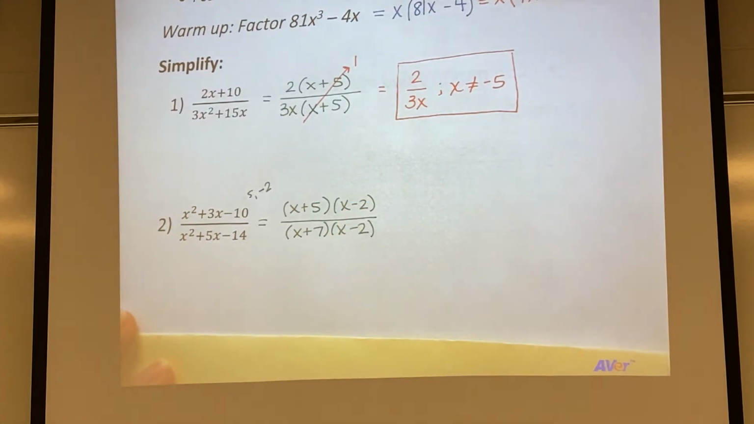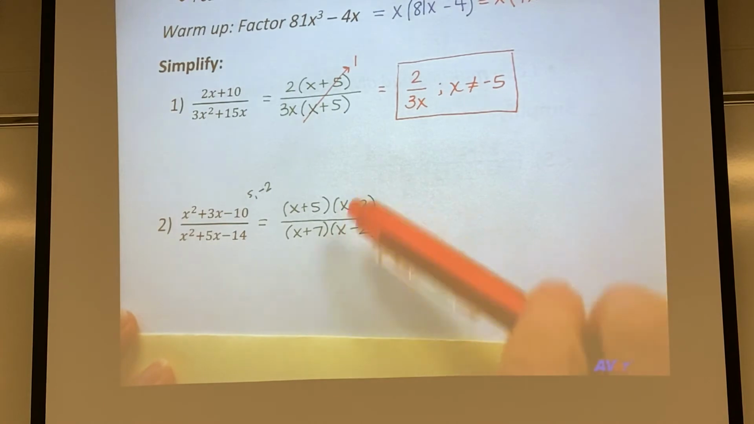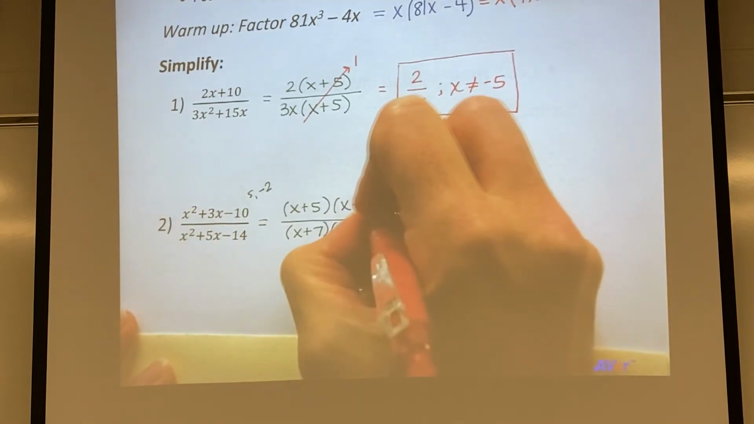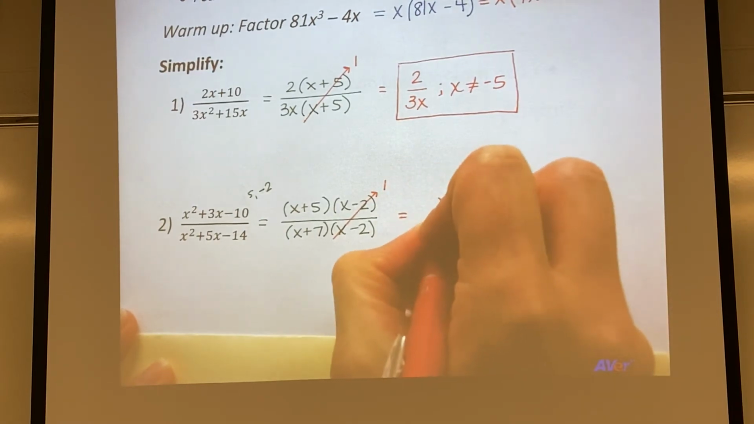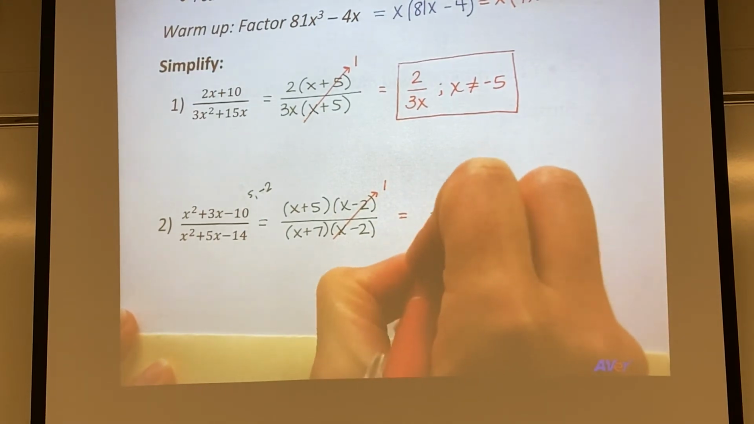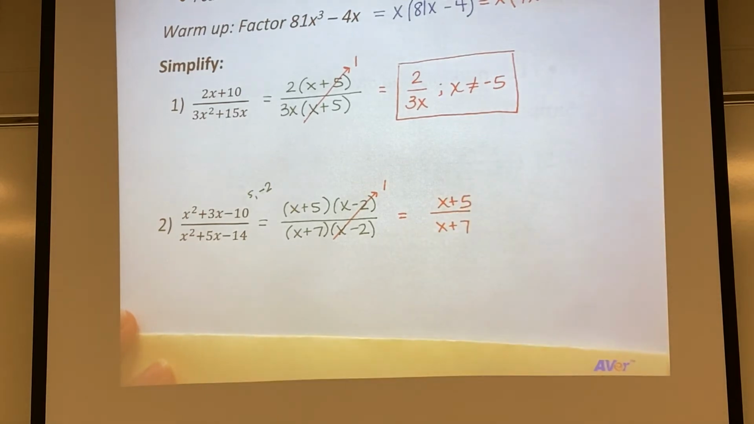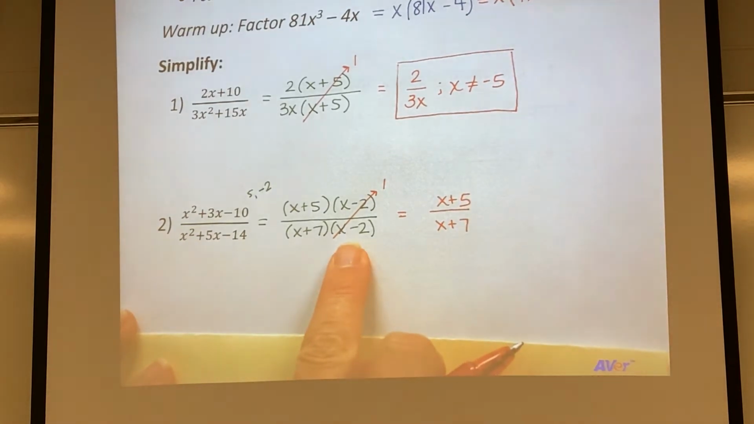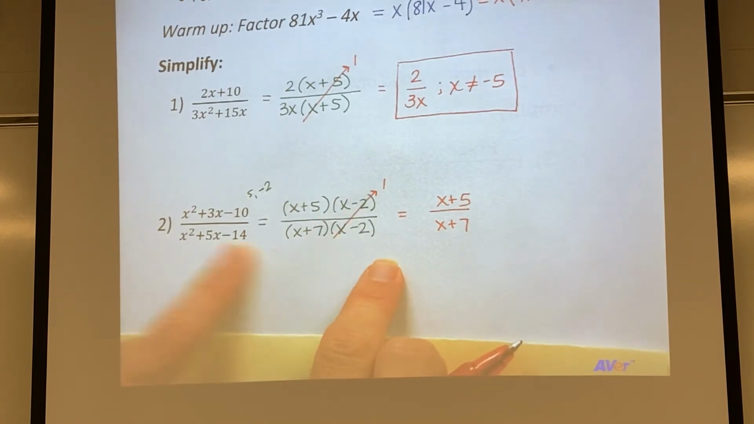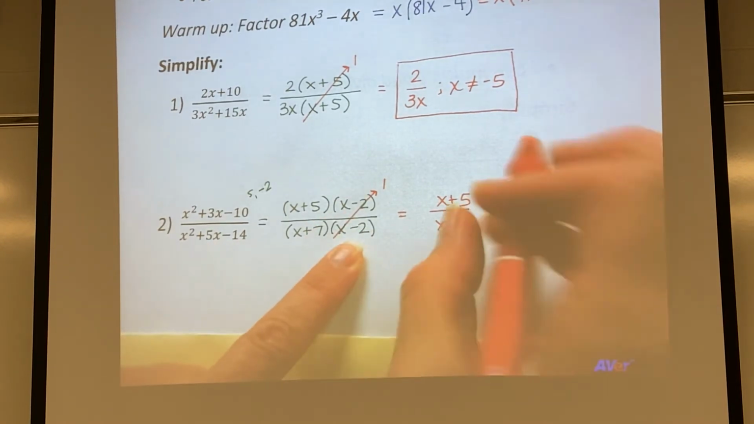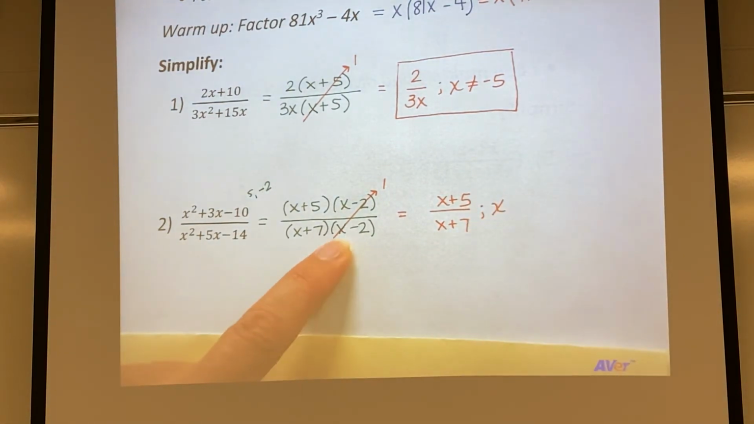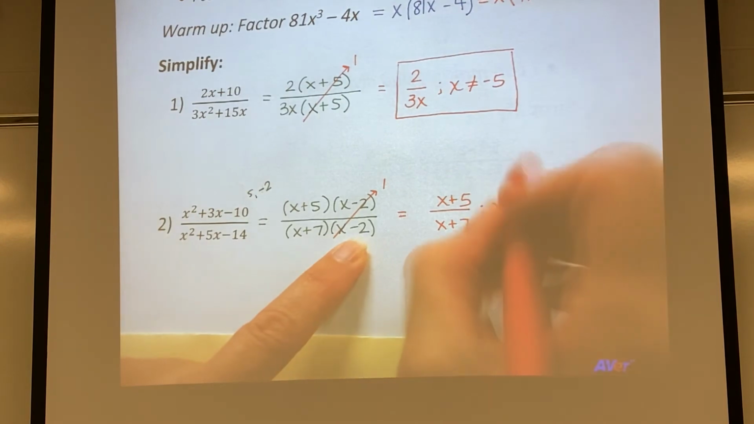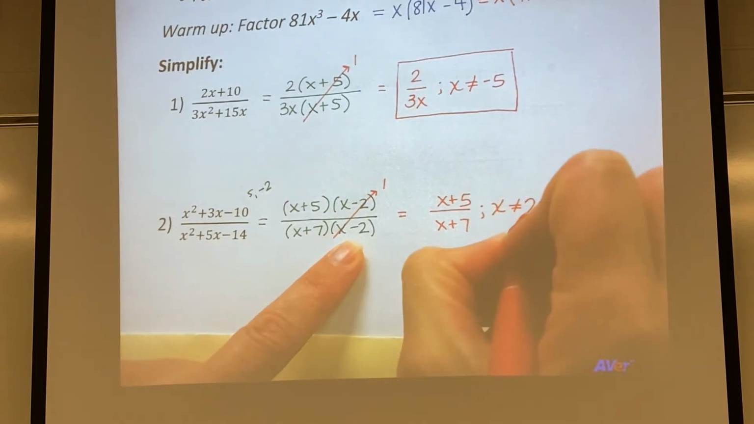Like we saw in number 1, we have some things in our numerator and denominator that are the same. When they divide out, they're going to equal 1. So now we're left with x plus 5 in our numerator and x plus 7 in our denominator. Since we took out the x minus 2, it's no longer obvious that that was a part of our original denominator. So we need to make sure that we exclude the number that would make it equal 0. And 2 minus 2 would make it equal 0. So we're going to take out the 2.